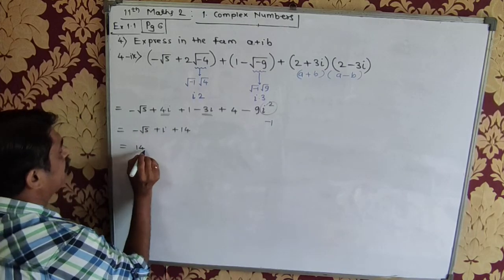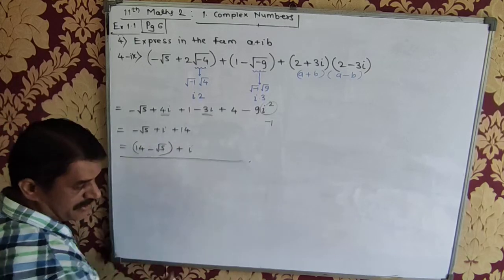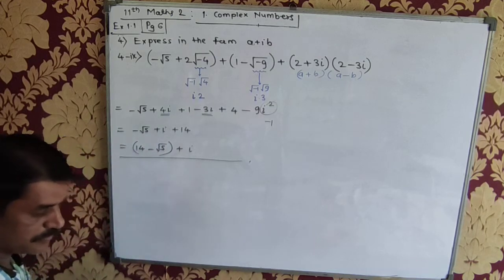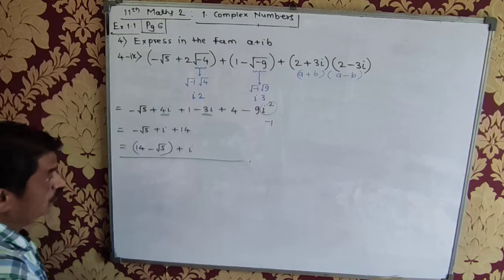Now this is 14 minus root 5 is the real part. And i is the imaginary part. So this is the answer. Okay? Alright. Next question. 4 subpart 11.